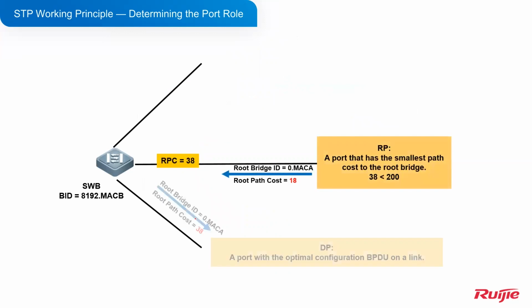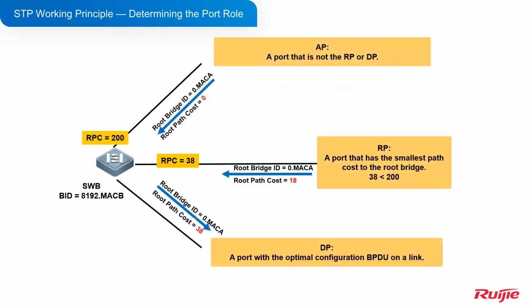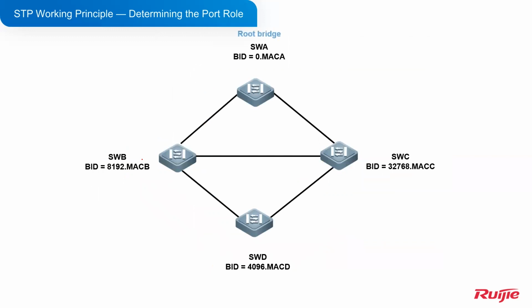And for SWB, you can see that it can receive BPDU from its neighbor, right? And after comparison, you can see the RPC of this port is 200, of this port is 38. Obviously, this is the RP, the root port. Okay, and next, let's see. Since we have determined SWA is the root bridge, these three ports are the RP. So next, we should determine which is a DP. And we said that on each link, there should be a DP.